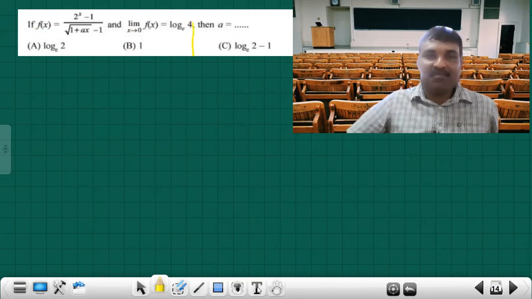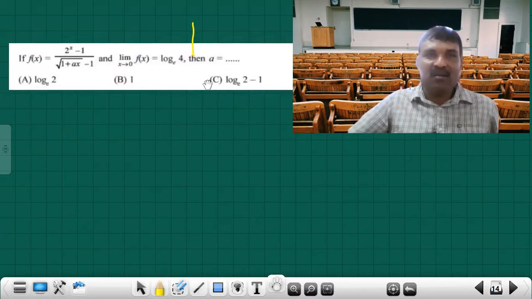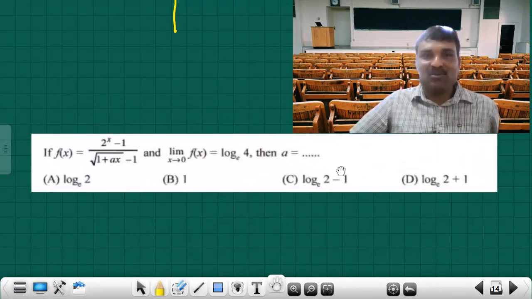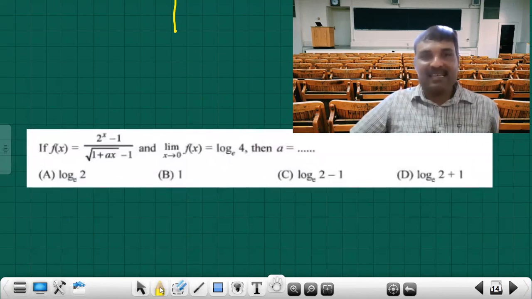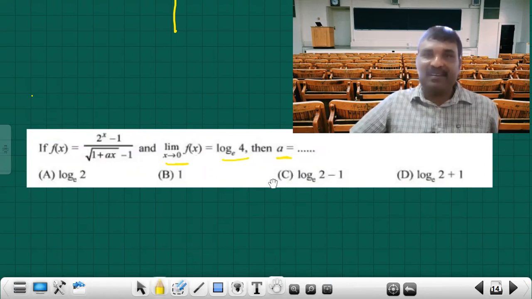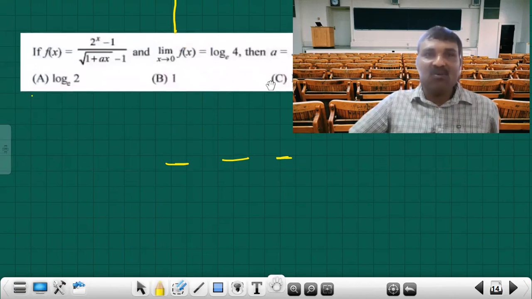Now we can look at this problem, right? The very easy problem. All problems are easy, right? They only require some basic functions, right? So this is our question. f of x is given as 2 raised to x minus 1 divided by square root of 1 plus ax minus 1. We want to evaluate the limit as x tends to 0 of f of x, which is given as log 4 to the base a. You want to find the value of a, right?